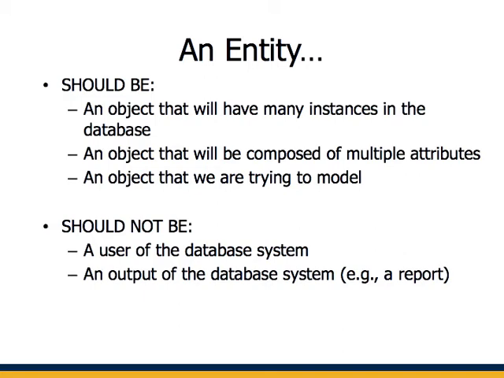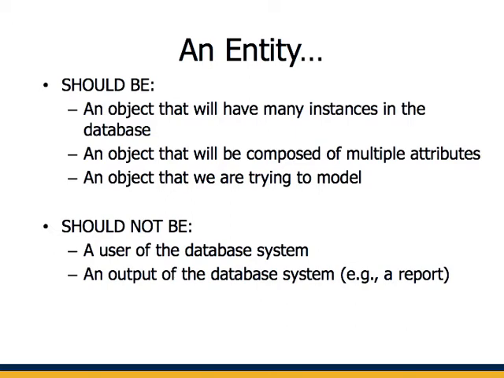So when you're thinking about modeling a database, what should become a box, what should become an entity? An entity should be an object that can have many instances, an object that can be composed of many attributes. Anything that you're trying to model, the minimum criteria is that it should have multiple attributes. If something has only a single attribute, maybe it's better represented as a relationship.